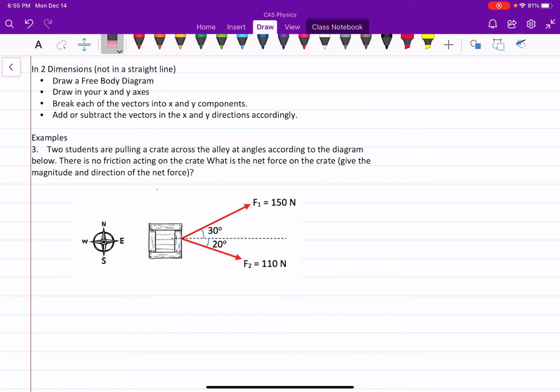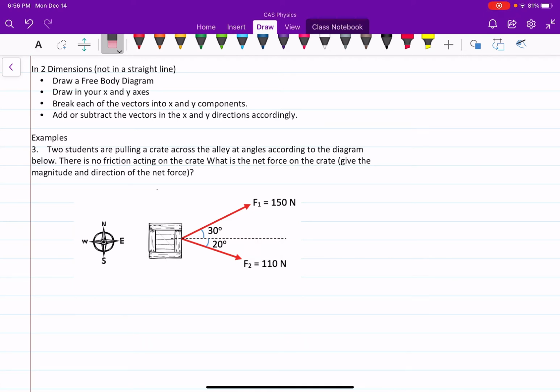Okay, so in this first problem, maybe the same two students are pulling the crate across the alley. This time there's no friction, but you can see that they're pulling in their own directions. Student 1 is pulling at a force of 150 newtons at an angle of 30 degrees above the horizontal, or above the direct east line, and student 2 is pulling with a force of 110 newtons, 20 degrees, I guess you would say east, 20 degrees south. There are different ways to do this.